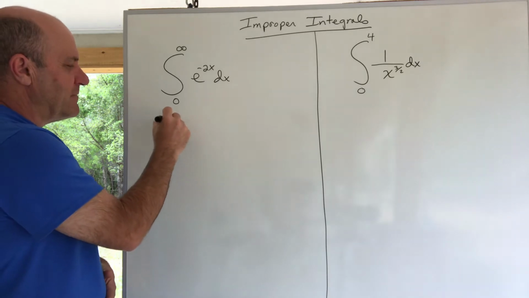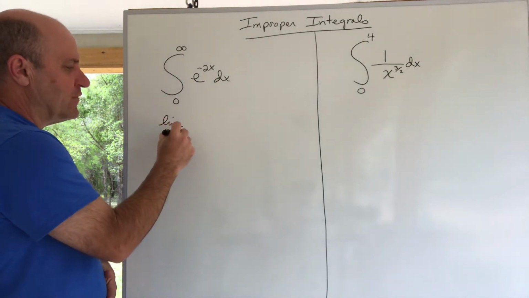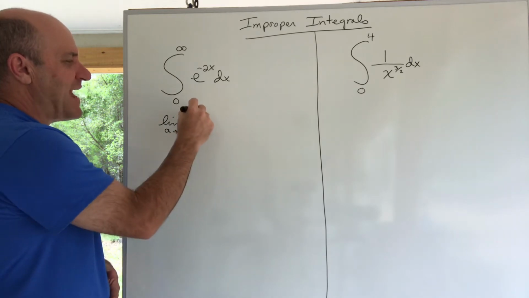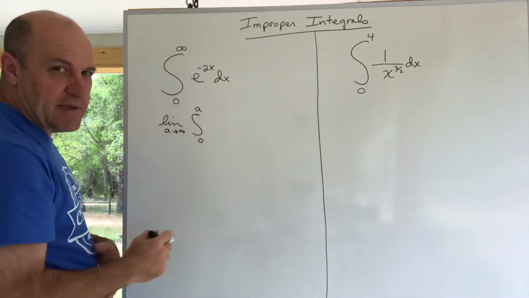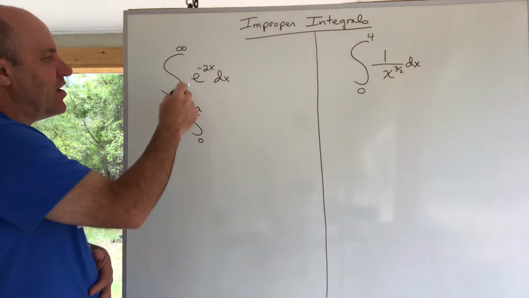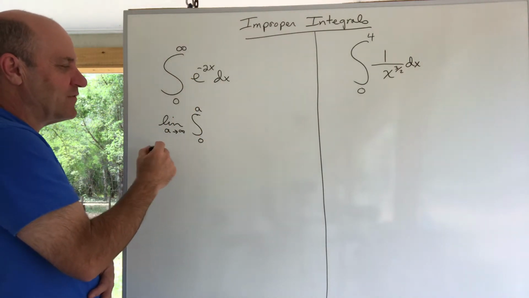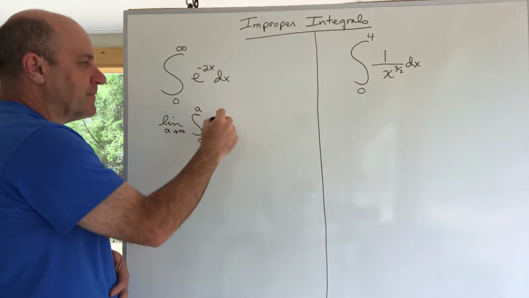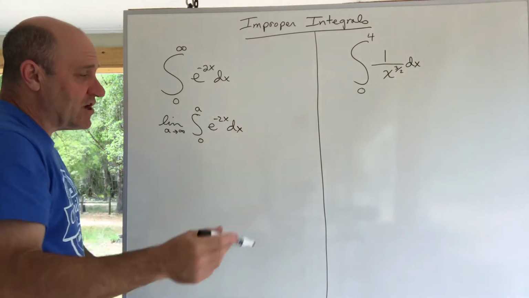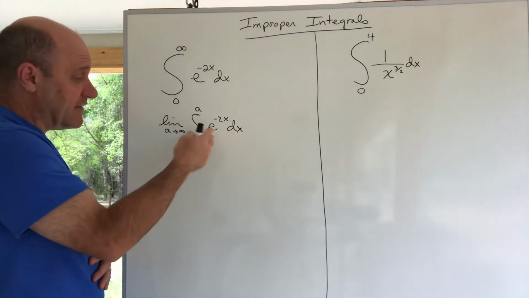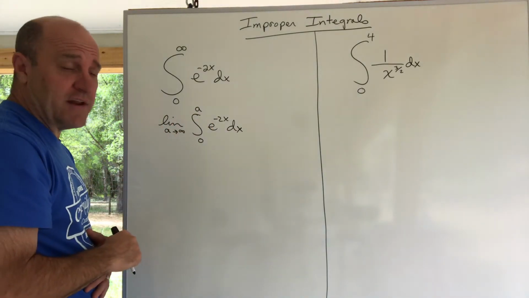We take the limit as a goes to infinity, and we replace that from 0 to a. I can use a or b or c. So there you go, replacing the infinity with the letter a, and then taking the limit as a goes to infinity of this integral. And then our job is to do the integral, evaluate it from 0 to a, and then do the limit and see what kind of an answer we get.